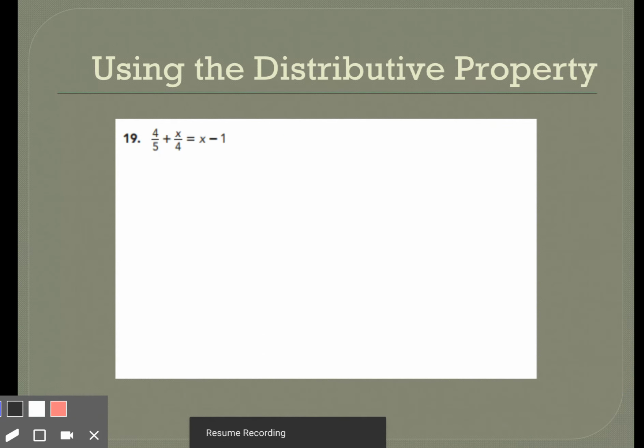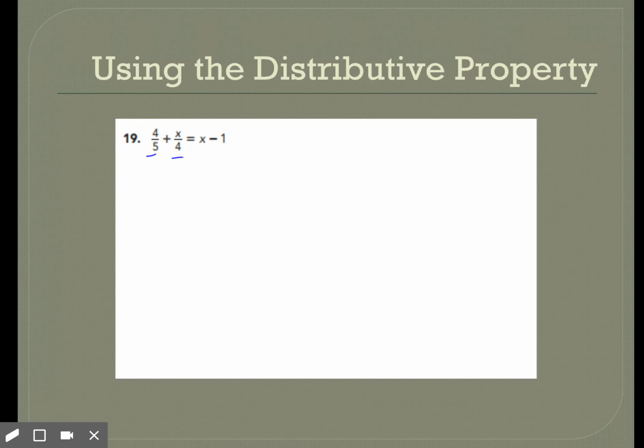All right, and lastly today we'll do number 19. We have 4 fifths plus x over 4 equals x minus 1. So again, we want to make common denominators. So the least common multiple of 5 and 4 is going to be 20. So in this case, I need to multiply everything times 4, and in this case, times 5. So 4 times 4 is 16 over 20 plus 5x over 20 equals still x minus 1.